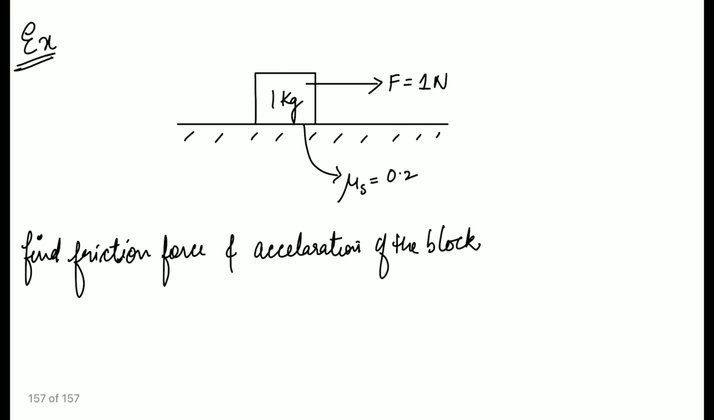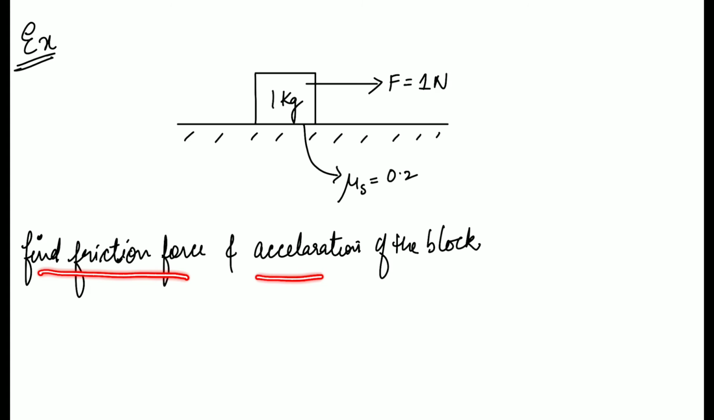Now let's try to understand this with a simple example. You can see over here, I have a block of 1 kg kept on a surface, and a force of 1 Newton is being applied. One more thing is given, that is mu s, the coefficient of static friction, which is 0.2. Now I have no idea whether with this force the block moves or the block is at rest. I have to find that out, and I will tell you how we can find that out.